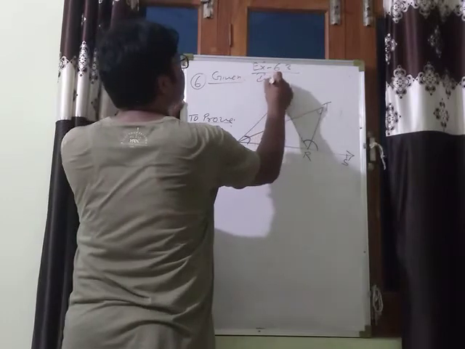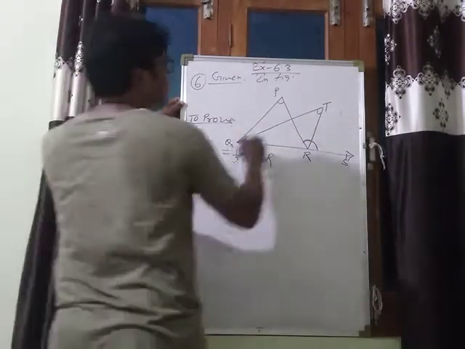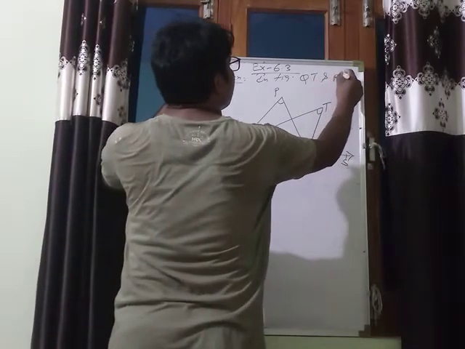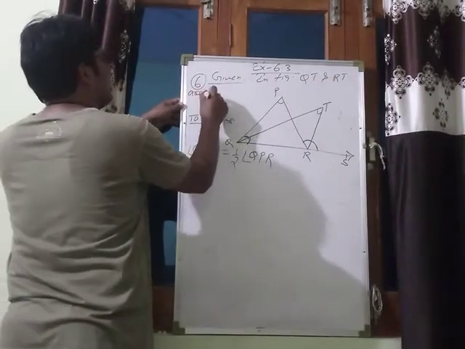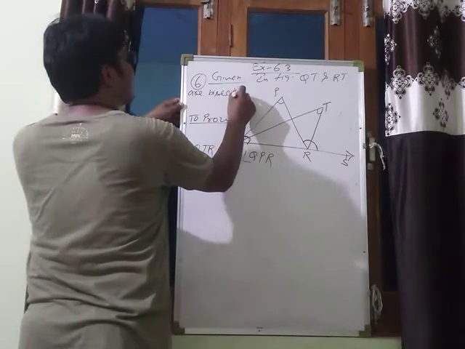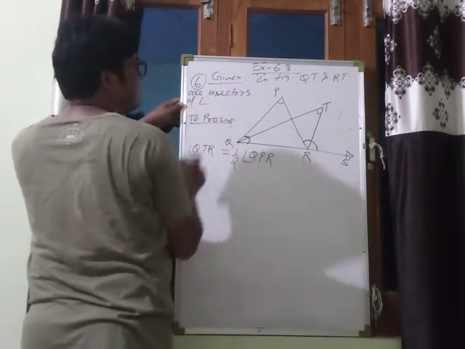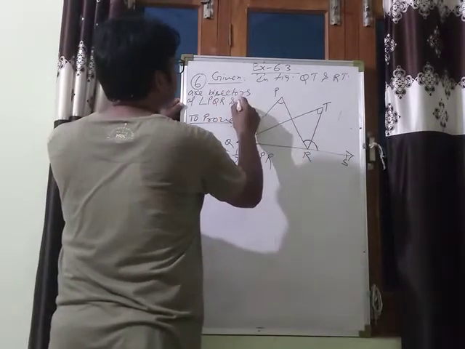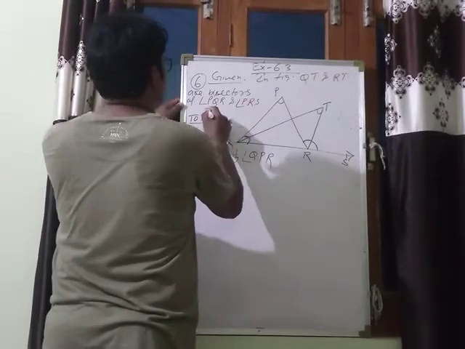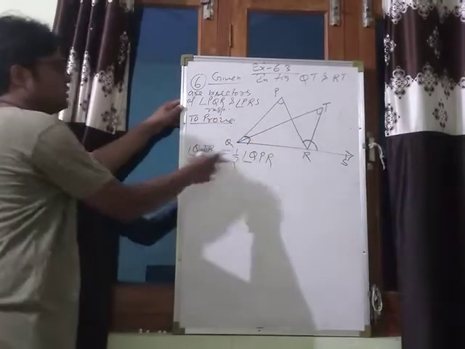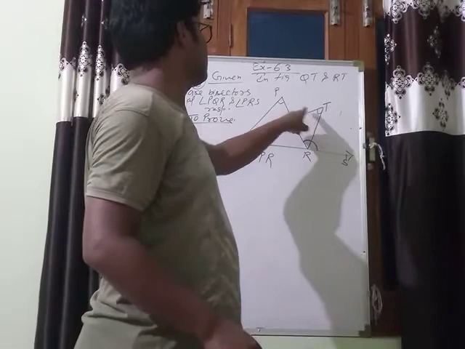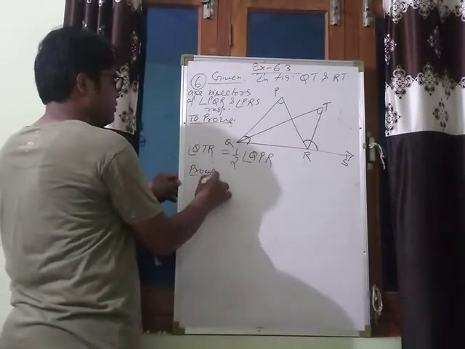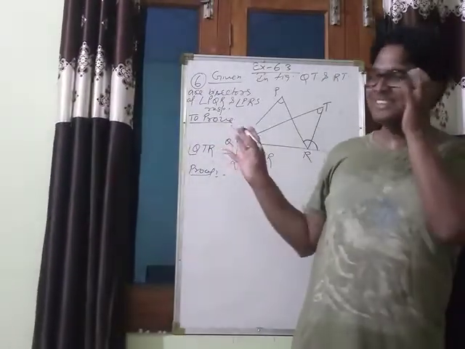In the figure, this QT and RT are bisectors of angle PQR and PRS respectively. Okay, we have to prove this one. Angle QTR is equal to half of QPR. I am going to prove this. Look at the whiteboard everyone.